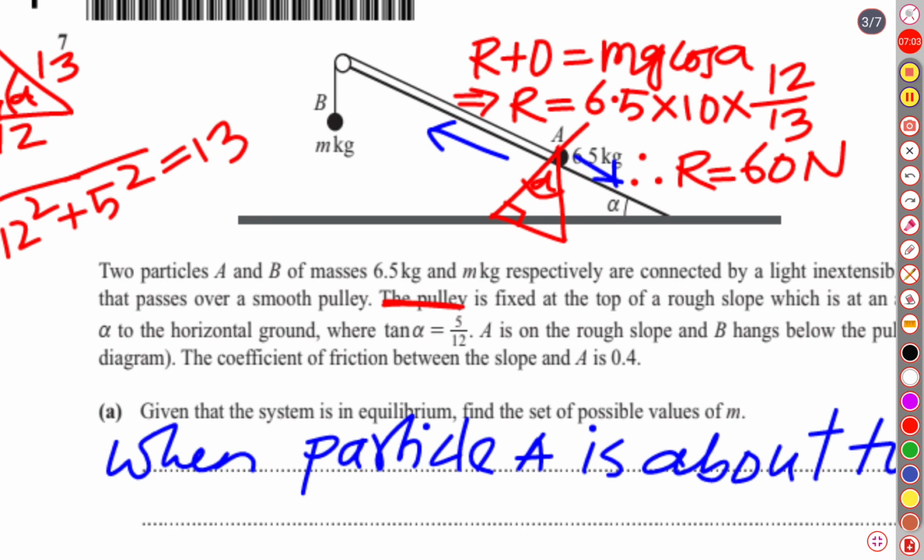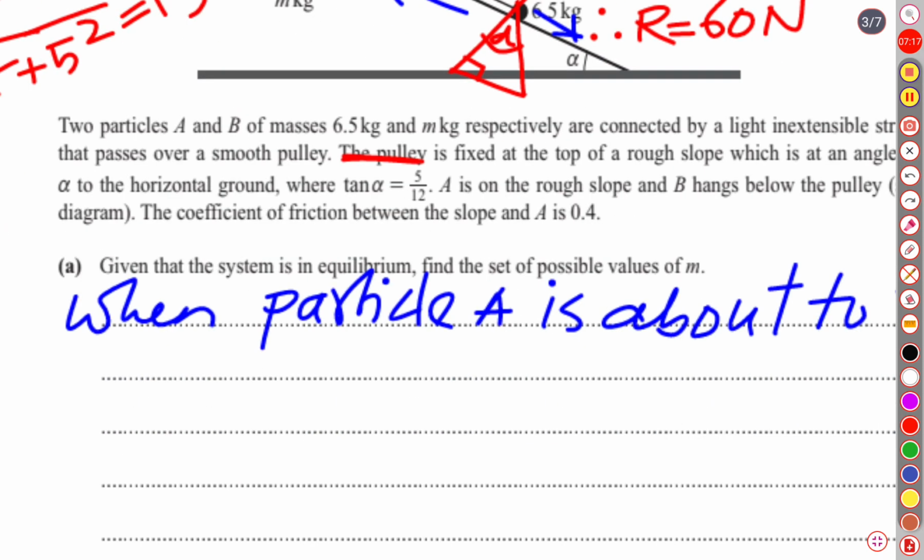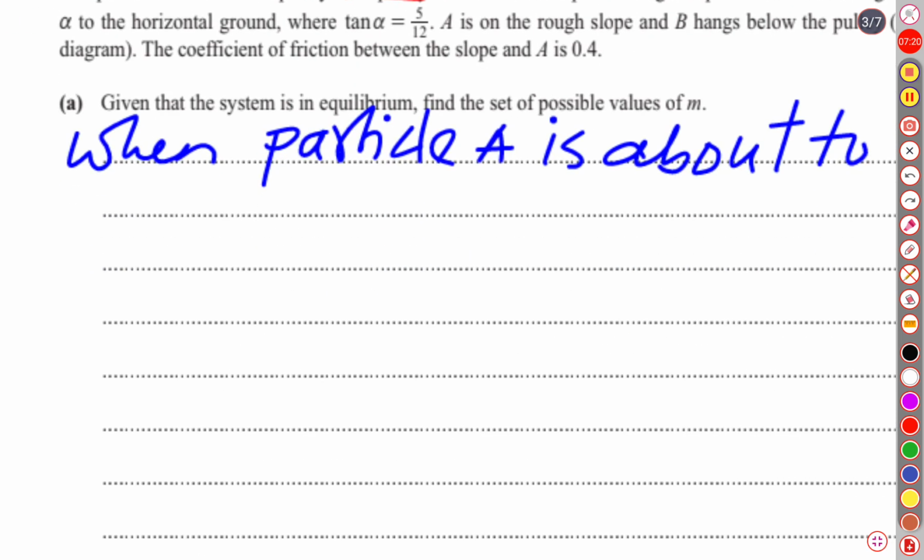So let us see which force is causing the particle to move down. There is no force except weight. Only weight is causing the particle A to move down. So let us write the concept we are going to apply: Newton's law of motion.